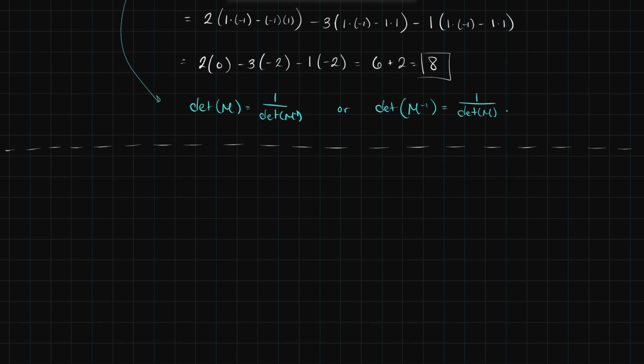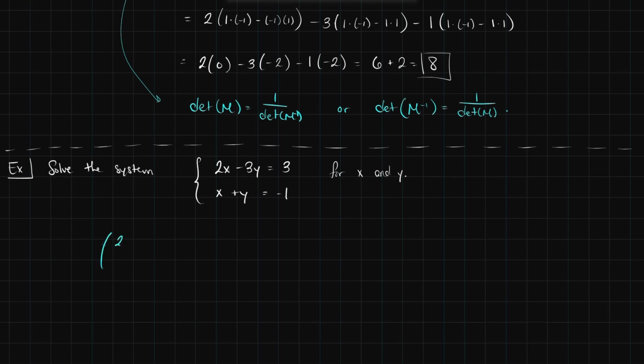So let's go ahead and run one more problem to make our lives a little bit easier. Do an exercise. Let's solve the system 2x minus 3y, x plus y. Let's say this is equal to 3, and this is equal to negative 1 for x and y. And you could totally do this by hand if you want to, but let's go ahead and write out our matrix 2, negative 3, 1, 1, and recall the two-dimensional inverse formula as 1 divided by the determinant.